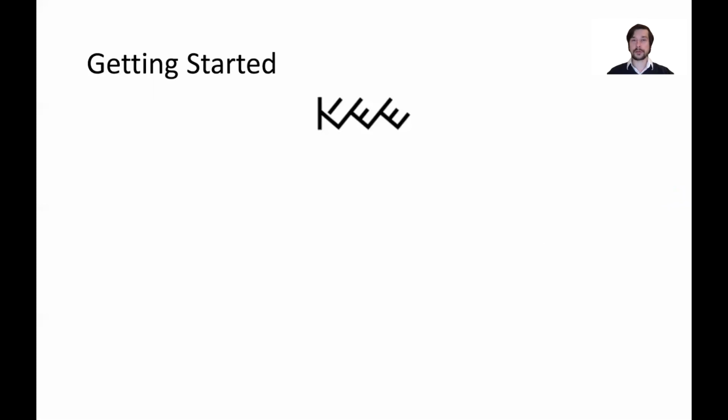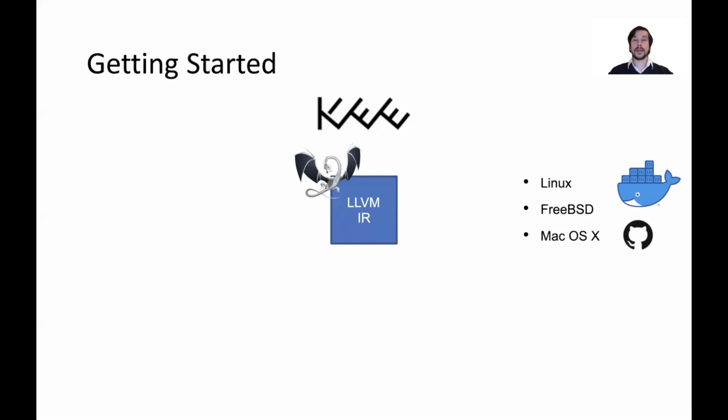How to get started with KLEE? One way is to download the source code from the GitHub repository and to compile it, or to use one of the precompiled binaries which we provide with Docker. We're currently supporting a variety of different platforms: Linux, FreeBSD, and macOS.